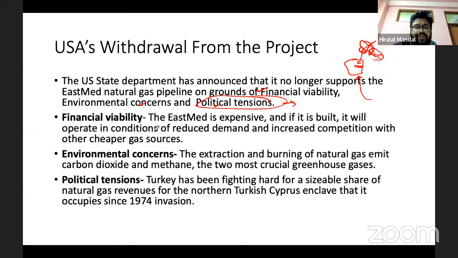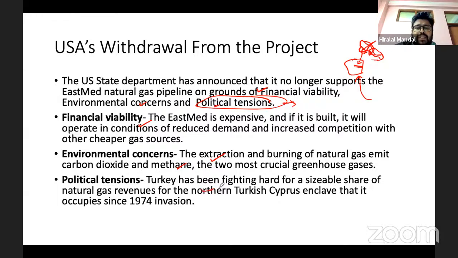All right. On financial viability, the US has cited that the demand may not be very high because only a few countries are in this project, and they are not countries which can provide enough finance to this project. That is one. It has also said that extraction and burning of natural gas will emit carbon dioxide and methane in the region, and therefore it may cause a rise in greenhouse gases, especially in those regions. That is another reason cited.